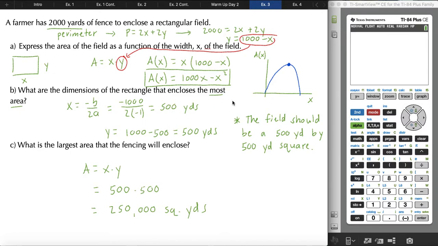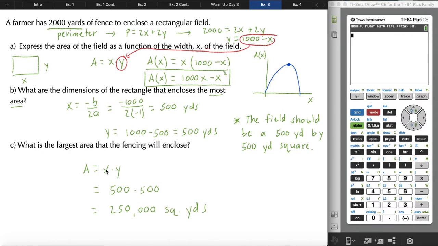Plug 500 back in right here to get the length. 1,000 minus 500 gives me a length of 500 yards as well. So really, to maximize my area, I'm going to need a square, not a rectangle, a 500 yard by 500 yard square, okay? Now part C, what's the largest area of the fencing that the fencing will enclose?